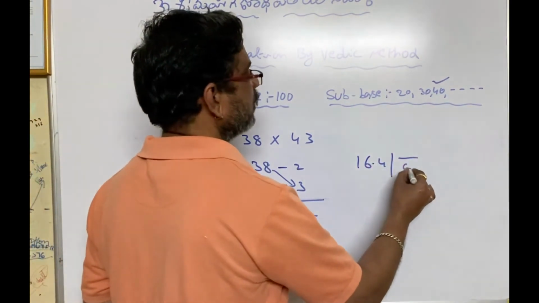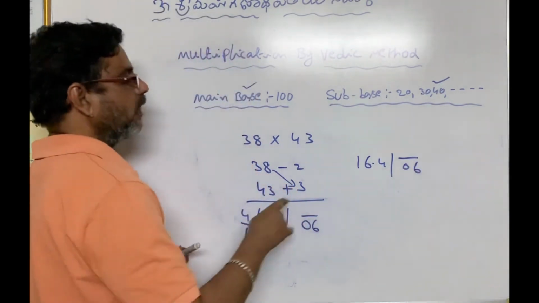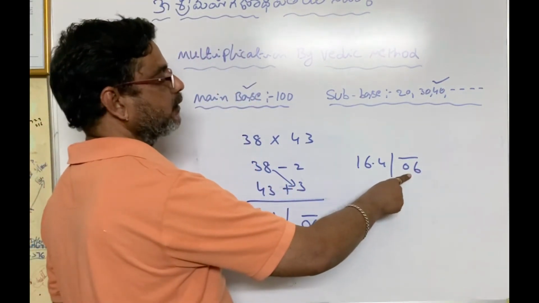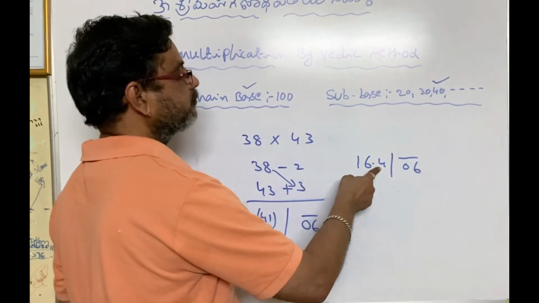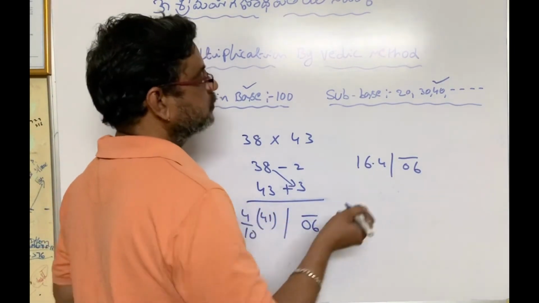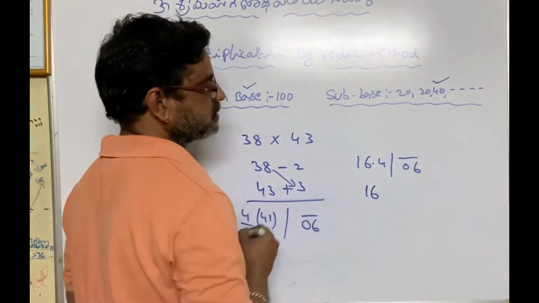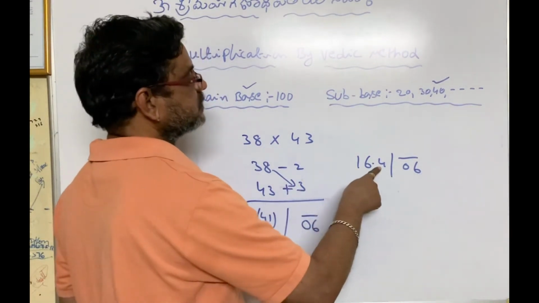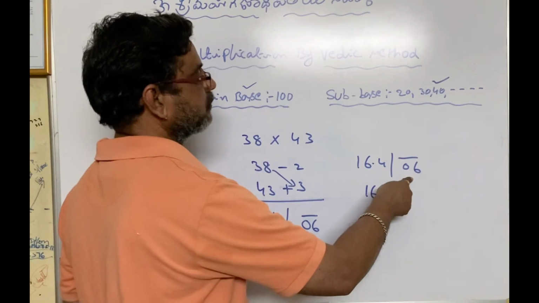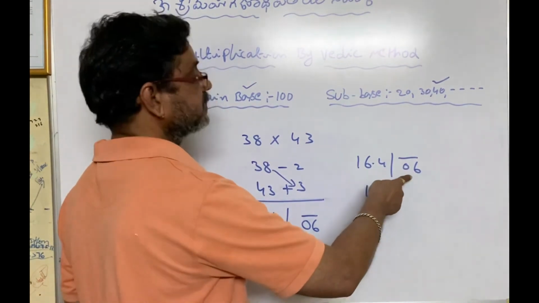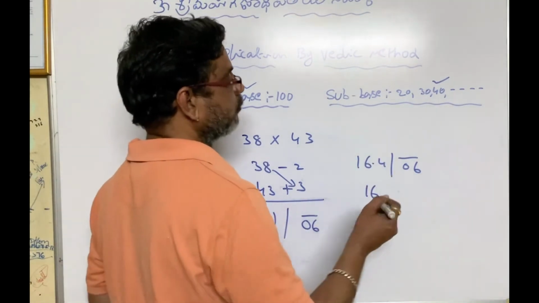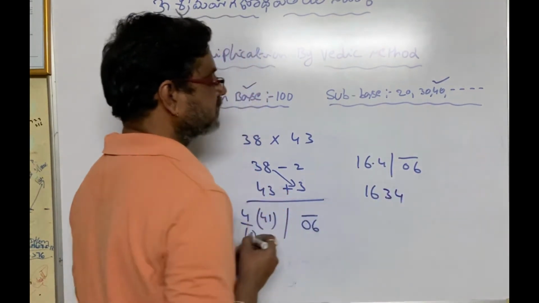And bar 0, 6. Now, if you observe, here we have a negative number. In order to take out this negative number, we need to carry this 0.4 to the first part of the answer. So here we remain with 16. When we carry this 0.4 to the first part of the answer, it becomes 40. So 40 minus 6 is 34. So the answer is 1634.